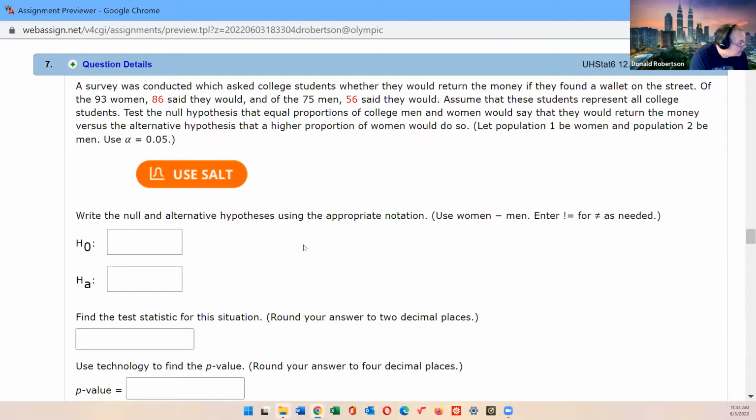And it looks like 86 out of 93 said yes, which is very nice of them. And here they go picking on us again, guys. What did the males end up doing? Well, 56 of them out of 75 said they would do the same.